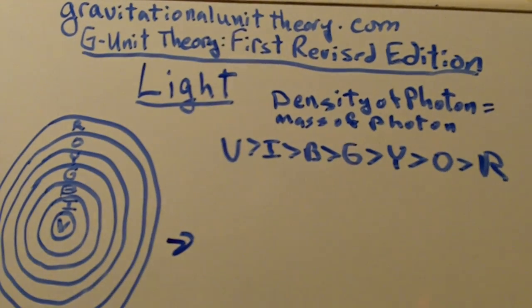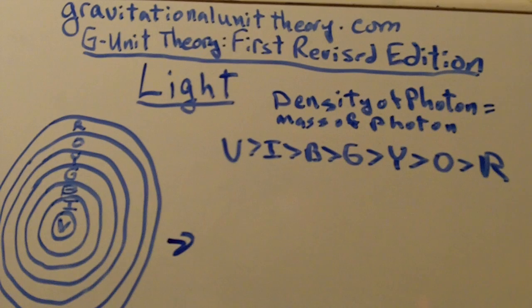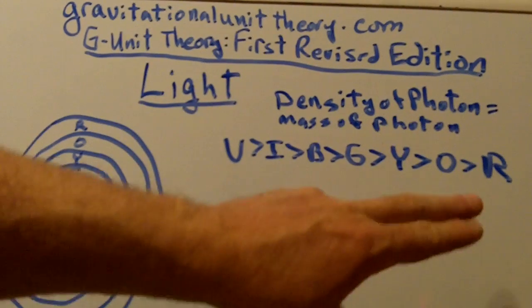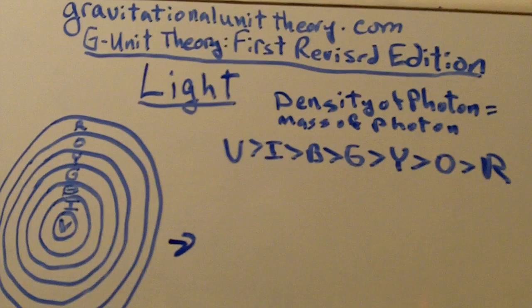My book is G-Unit Theory First Revised Edition, and within it are some of my concepts about light. The first thing about light is that a photon of white light is composed of smaller photonic densities, the monochromatic colors, with violet being the most massive and red being the least massive of the photons.